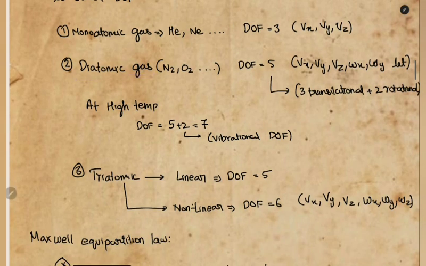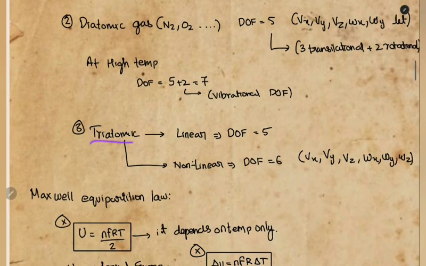So diatomic gas is made of 2 particles. Since it is of 2 particles, it will also involve rotational and translational motion. So it will be Vx, Vy, Vz plus omega x, omega y, as 3 translational motions and 2 rotational motions. At high temperature, vibrational degree of freedom will also get added, which is 2. So at high temperature, the degree of freedom of a diatomic gas will be 7. What about triatomic? If the triatomic particle is linear, degree of freedom will be 5. If it's not linear, degree of freedom will be 6.